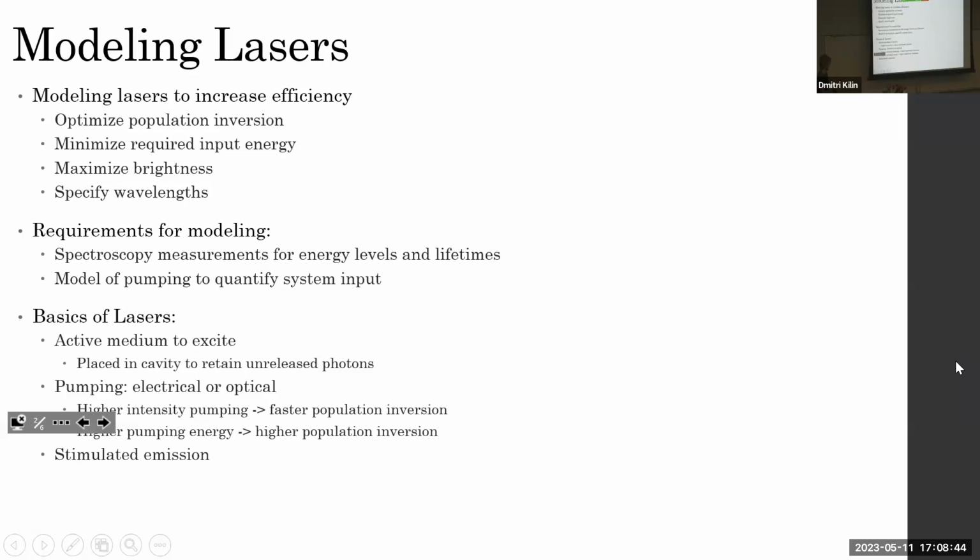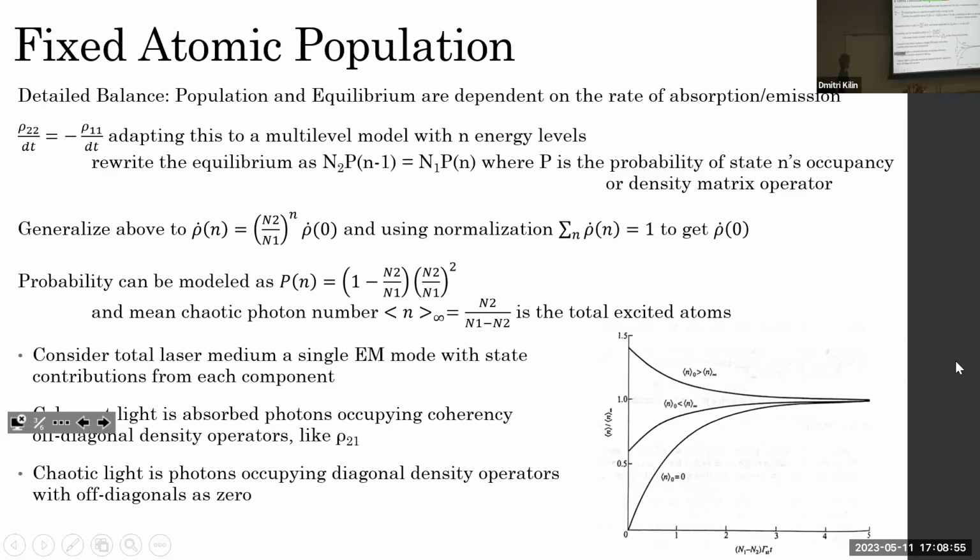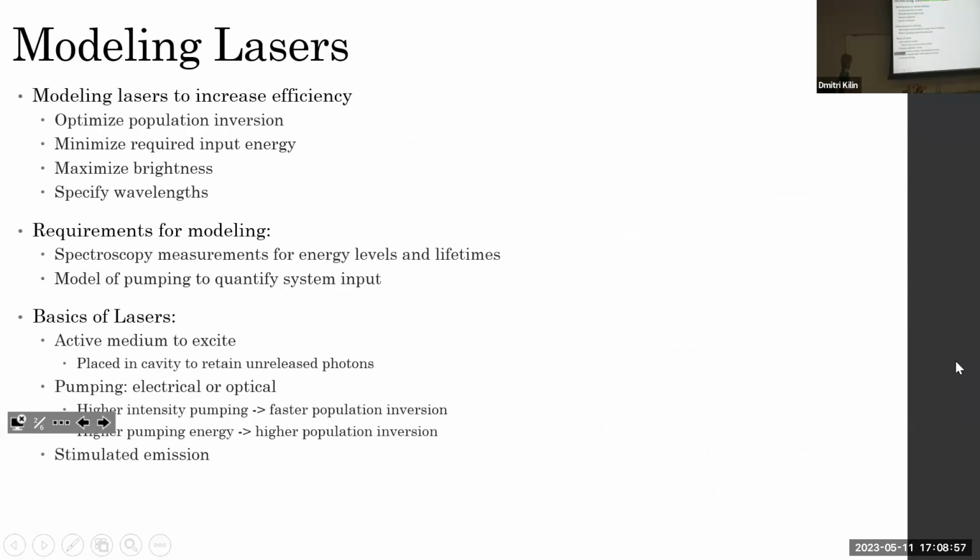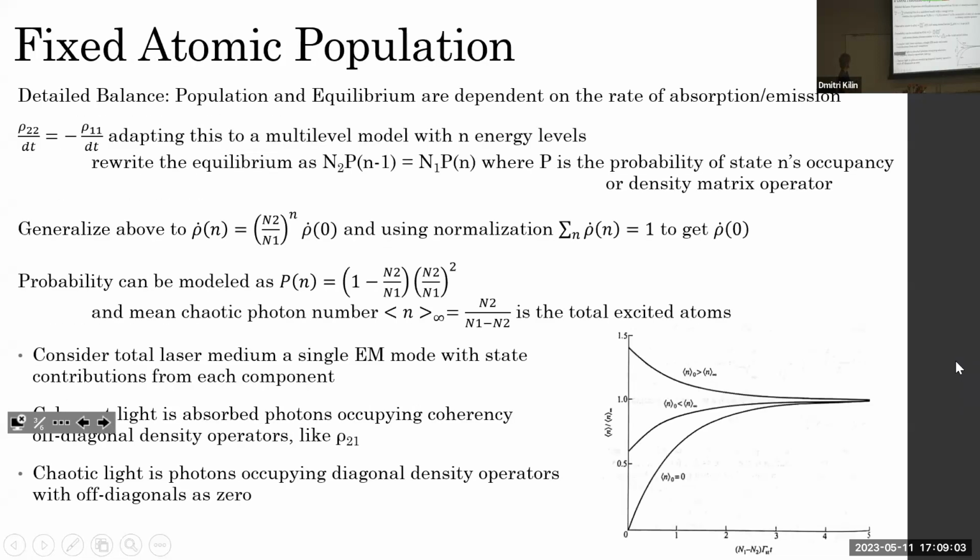So I do want to make a correction to this. Ignore the second line. I was thinking about this while the presentations were going, but so increasing the intensity of pumping will create a faster population inversion, but also based on the idea of detailed balance, having a higher rate will also increase the overall population of our excited states. And then finally, we have stimulated emission. So going back to detailed balance, the whole idea of detailed balance is that the population and equilibriums are based on the rate of absorption and emissions.